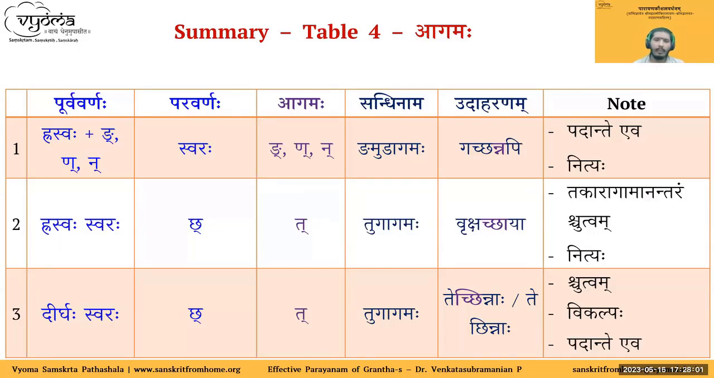Padante eva ayam sandhi. The next agama sandhi which we saw was tugagama sandhi, wherein there are again two rules. One rule is nitya, the other rule is vikalpa. So one rule is mandatory, the other rule is optional. So when does the mandatory tugagama occur? It is when we have purvavarna as hrasvaswara, and if we have paravarna as chakara, then the takara agama occurs nitya, that is mandatory. The example is vriksha chaya. We get the tugagama sandhi, vrikshatchaya. Then we have to do stutva sandhi. So we'll get vrikshachaya.